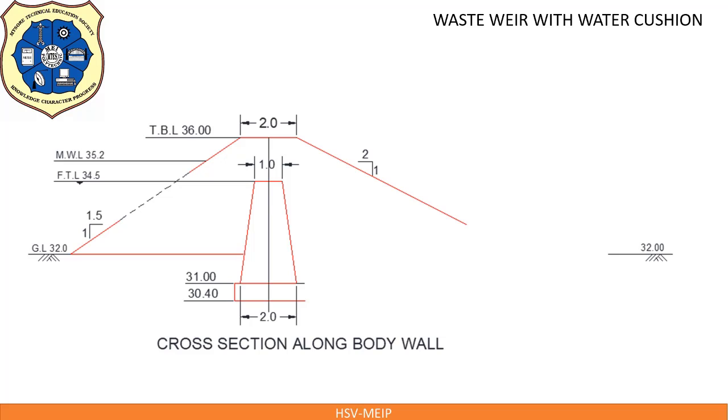Next mark the center line from the top of bund. At FTL level, draw top width of body wall as 1.0 meter, that is 0.5 meter from this line, left side as well as right side, so that body wall exactly fits the center of bund. Mark 2 meter at RL 31.00 and join bottom points by inclined line.